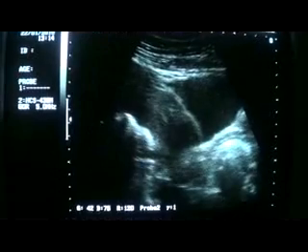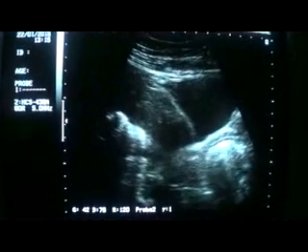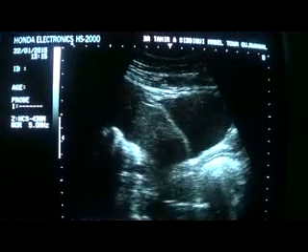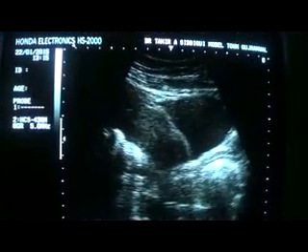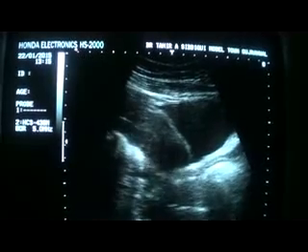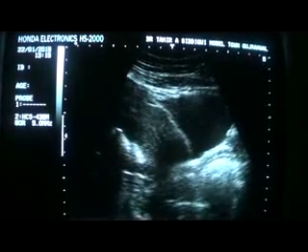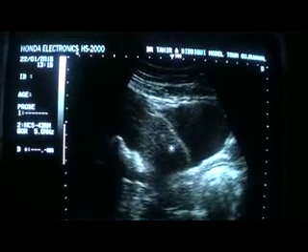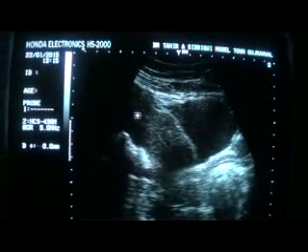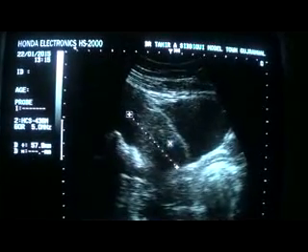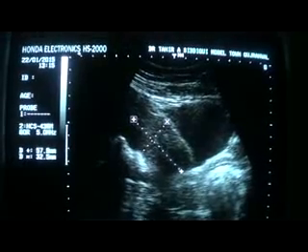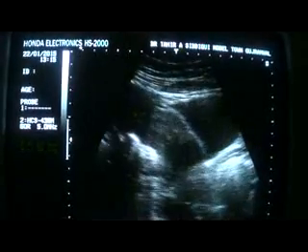Here you are seeing the uterus of a 35 years old female with the history of primary infertility, married 13 years. This is the uterus measuring 5.7 by 3.2 centimeters.